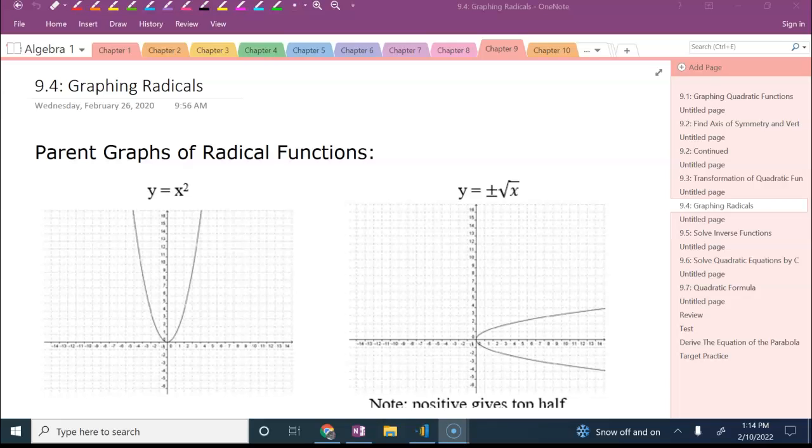So for Chapter 9, Section 4, we are going to be getting into graphing radical functions, and we're going to be using some of the same things that we have talked about with graphing quadratics in the previous sections. A radical function would be when instead of having something raised to an exponent, you have a root symbol in your problem. So for example, we've seen a lot of these types of graphs.